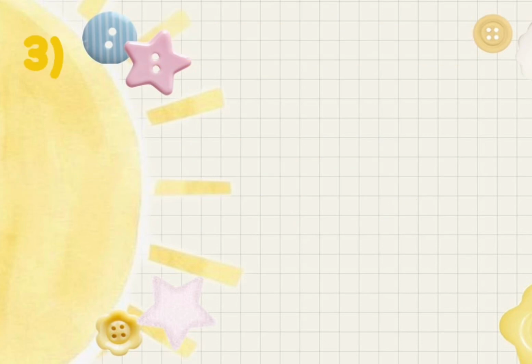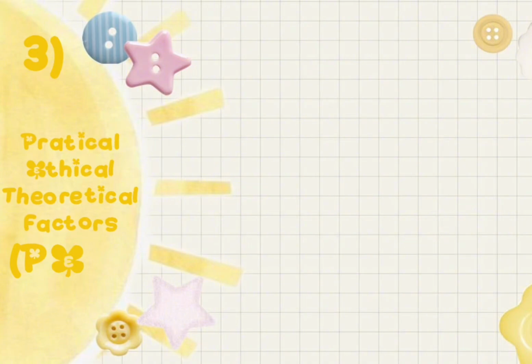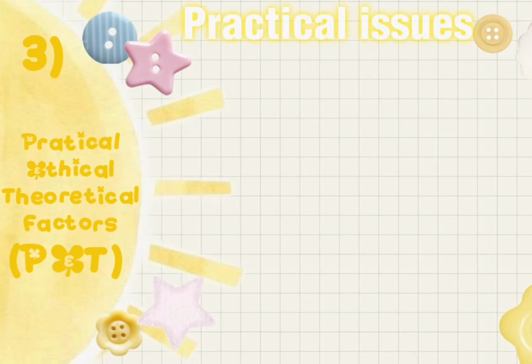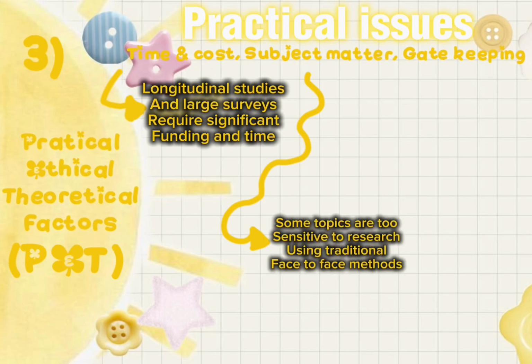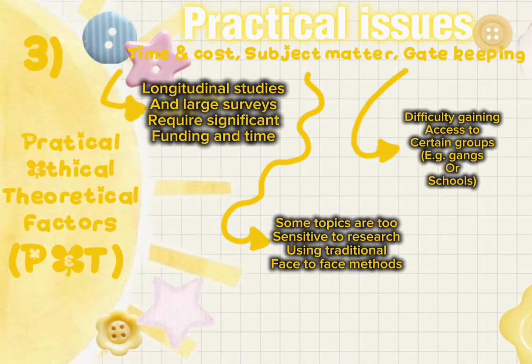And 3. Now we're talking about practical, ethical, and theoretical factors, also known as PET. Sociologists must consider these 3 areas when choosing methods. The first one being practical issues. This consists of time and cost, subject matter, and gatekeeping. Time and cost. Longitudinal studies and large surveys require significant funding and time. Subject matter. Some topics are too sensitive to research using traditional face-to-face methods. And gatekeeping. Difficulty gaining access to certain groups, for example gangs or schools.